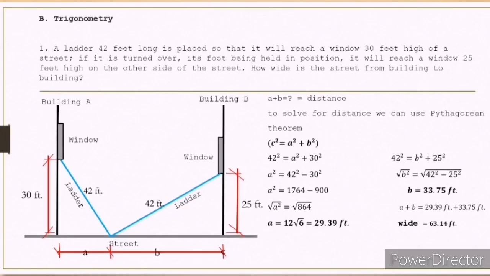Number 1 of trigonometry. A ladder 42 feet long is placed so that it will reach a window 30 feet high of the street. If it is turned over, its foot being held in position, it will reach a window 25 feet high on the other side of the street. How wide is the street from building to building?